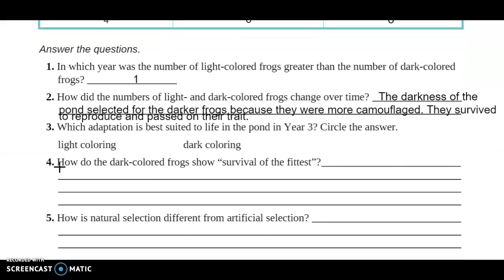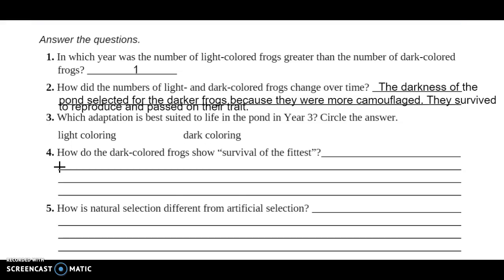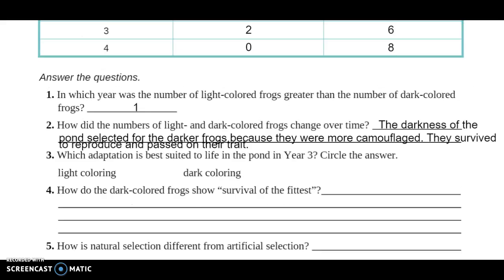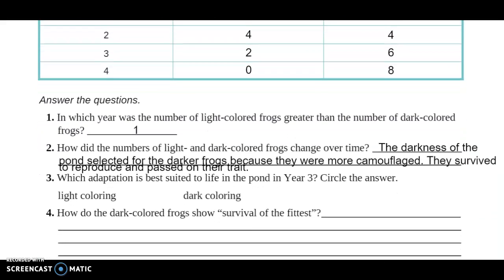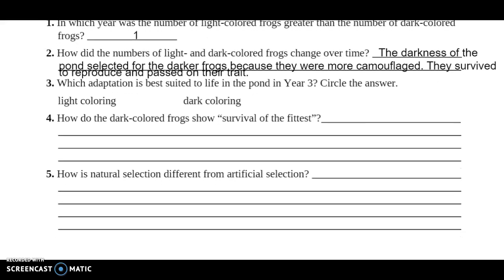Number 3 says, which adaptation is best suited to life in the pond in year 3? The light-colored or dark-colored? Now, year 3, that's almost to the darkest. Year 4 would be the darkest. It's gotten a lot darker, and so it's selecting more for the dark frogs. Those white frogs are getting more and more vulnerable because they stick out like a sore thumb in that dark pond. They're going to get eaten, so it's best suited for life. It would be the dark color.